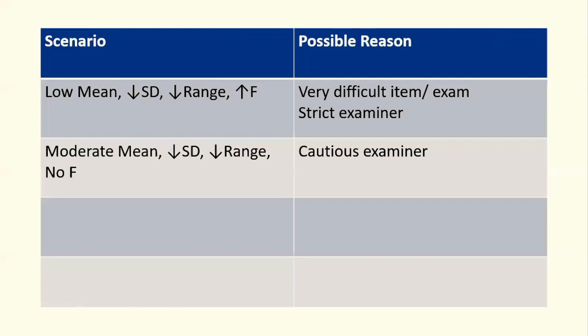However, if this was scores from one examiner, please think of a novice, an untrained examiner. A high mean, a mean of 85%, low standard deviation, low range, and no failures. What is the interpretation? High mean, very easy exam.